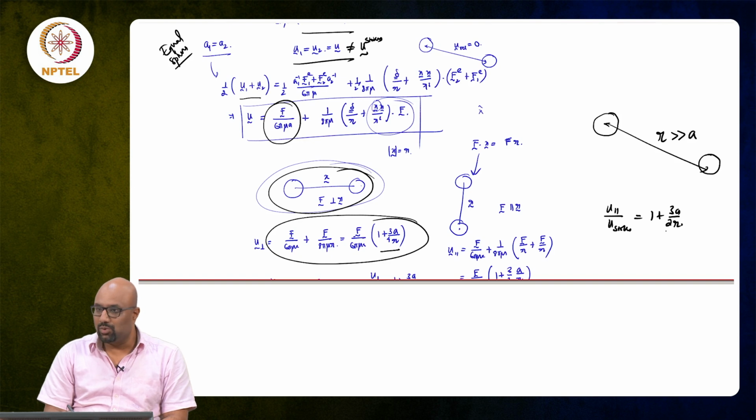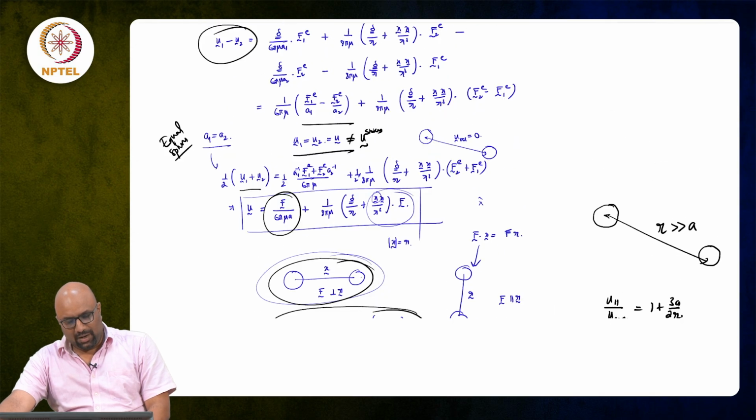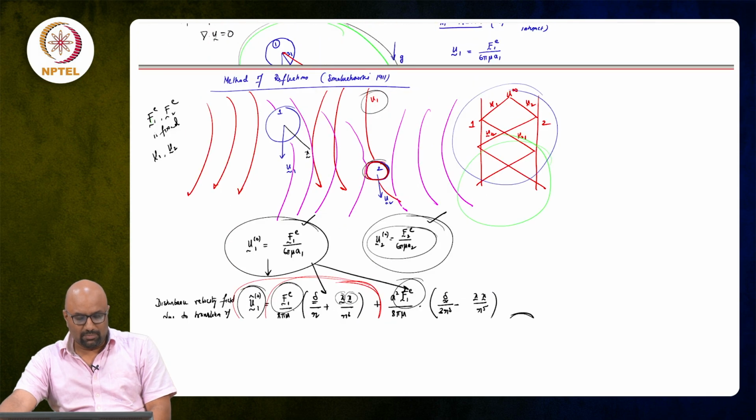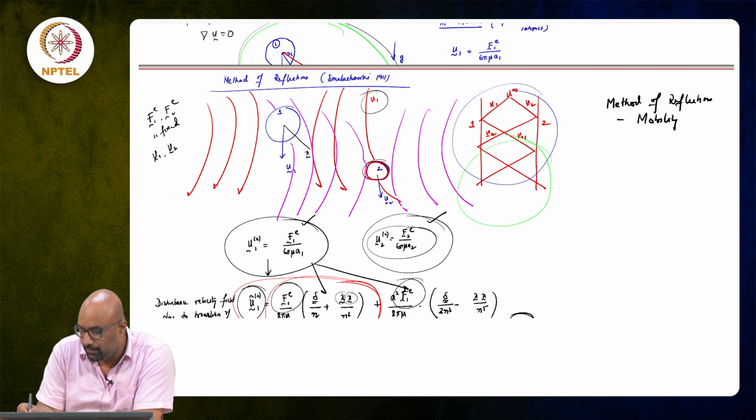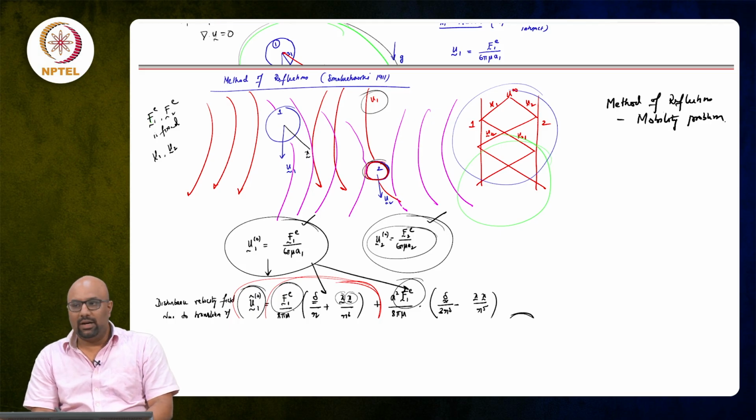So, that was basically the conclusion. There are multiple things you can do now with this method of reflection. I am not going to elaborate more on this, but there are a few points I want to make here. This approach of method of reflections that we have done is for a mobility problem.